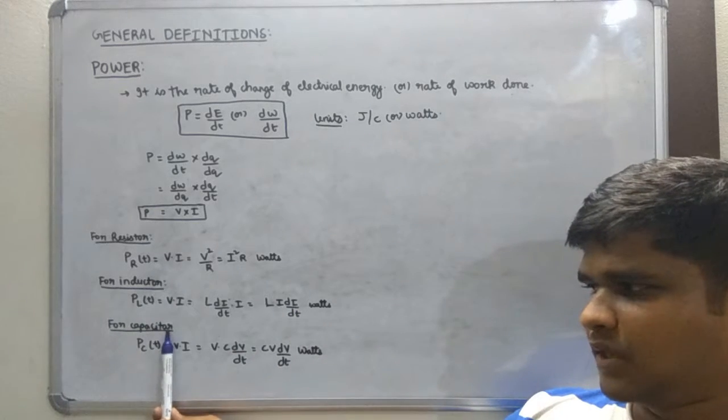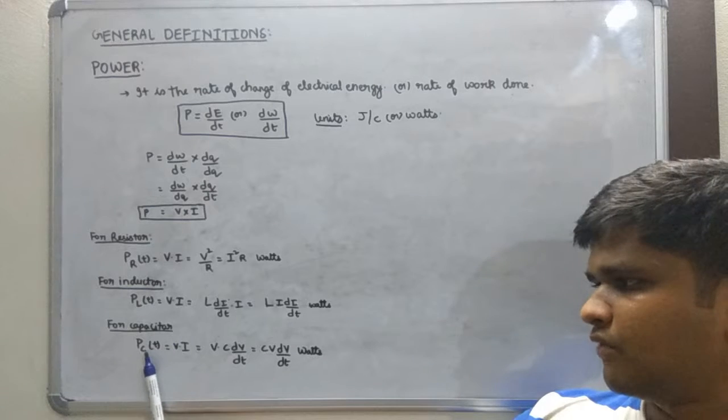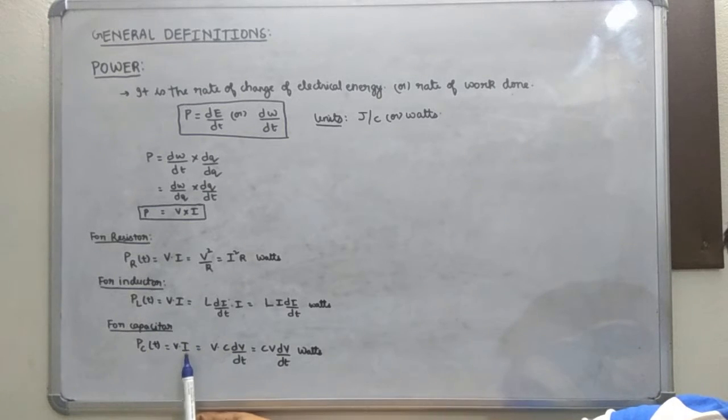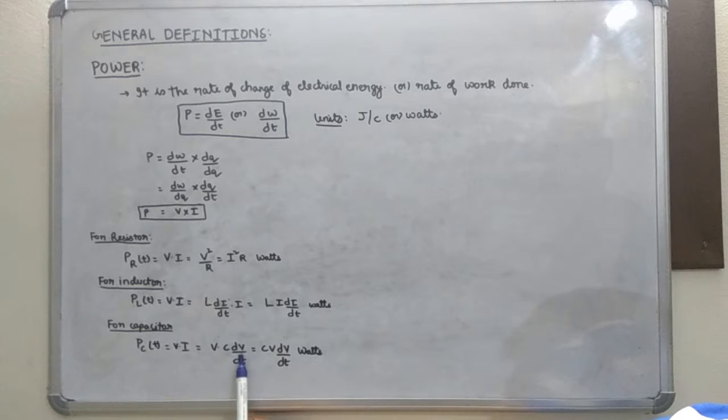And now coming to the capacitor. For the capacitor, the power P can be written as the product of V into I, and we can replace the current I in the form of C dV by dt. So we'll get the equation as C V dV by dt watts.